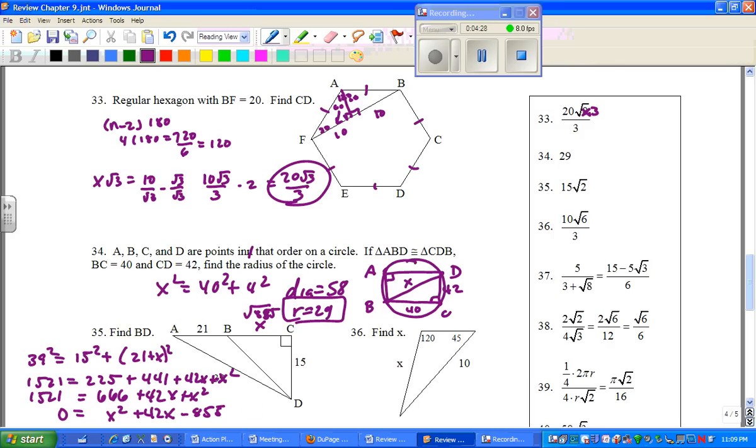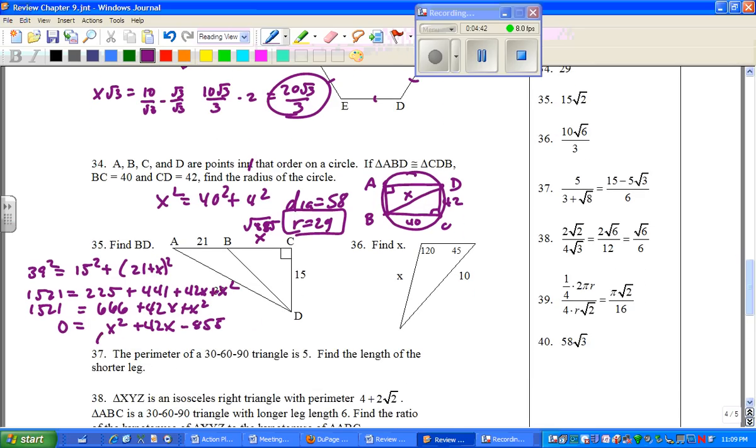And when I do that, two numbers that multiply to negative 885 and add to 42 end up being positive 59 and negative 15. So the answers are negative 59 and 15. Well, negative 59 can't be that length, so that's 15. Then you notice that this is a 45, 45, 90 triangle, so then this side right here is 15 root 2 because that's the x root 2 side. In 36, you'll draw your triangle to complete it.